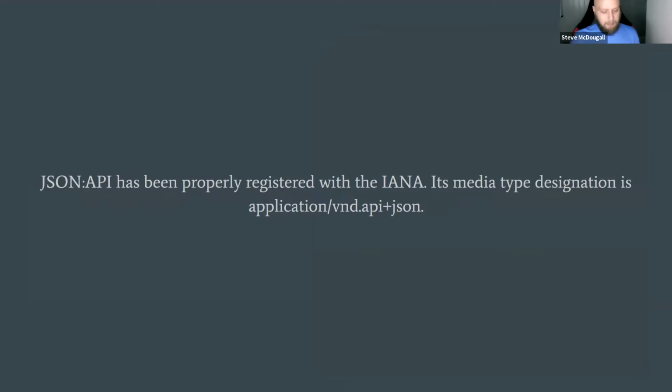JSON has been properly registered and it's got its own media type. You can get away with returning a simple application/JSON, and there is absolutely nothing wrong with that. If you just want to have a standard API and you don't want to worry about following every single specification available for APIs, just use application JSON. There's nothing wrong with it at all.